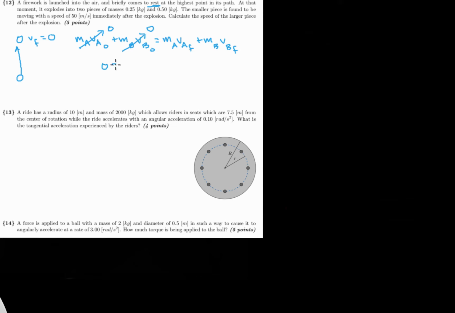So that means 0. It says the smaller piece has the speed of 50, so that's 0.25 times 50, plus 0.5 times v_B final. And you can just logic it out. If this thing has double the mass of that, it's got to have how much speed? Half the speed, to make this thing 0.